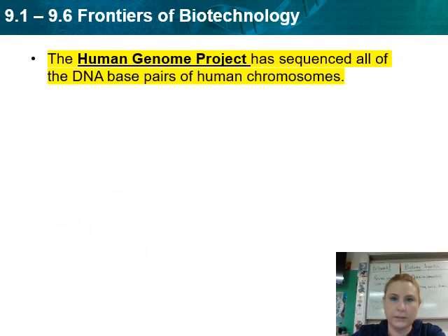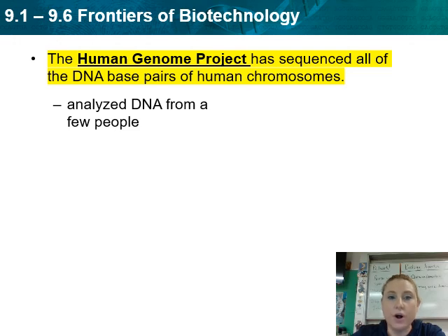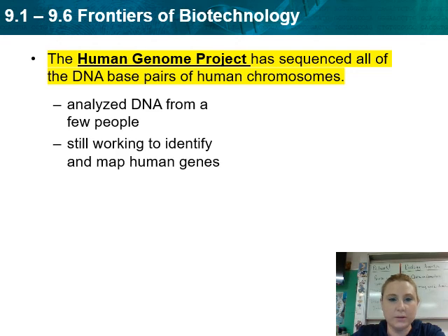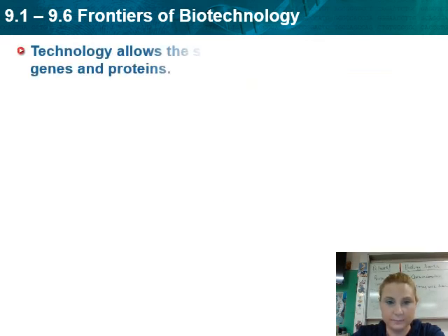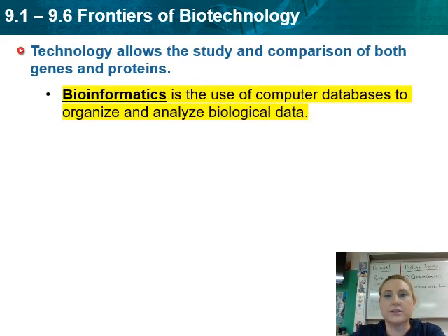Now, the Human Genome Project sequenced all of the DNA base pairs of human chromosomes. It analyzed DNA from a few people. We're still working on identifying the maps, like what do all of the genes do and how do they interact and all sorts of things. But this was a huge project undertaken probably around 2000. It was going on since the mid 90s into the early 2000s. And technology allows the study and comparison of both genes and proteins.